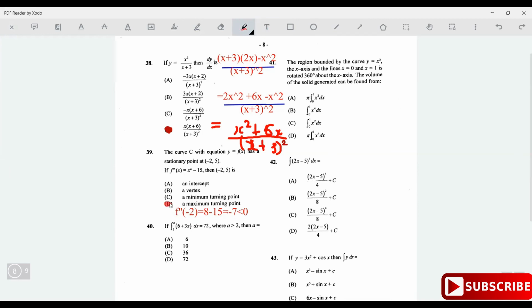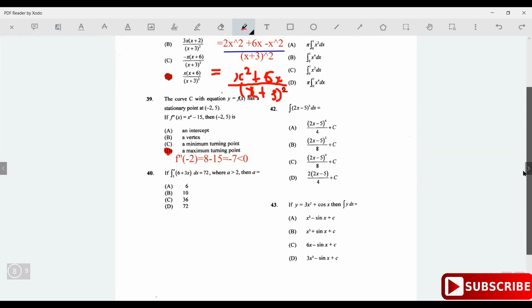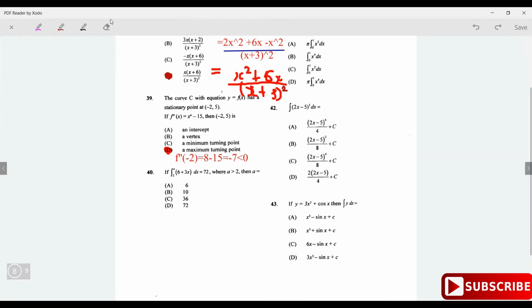And so it is a maximum turning point. Maximum turning point. Easy. It tells us now in the next part that the integral from 2 to a of 6 plus 3x is 72. What is a? When you integrate 6, you get 6x. When you integrate 3x, you get 3x squared over 2. And they tell us that the integral from 2 to a equals 72.